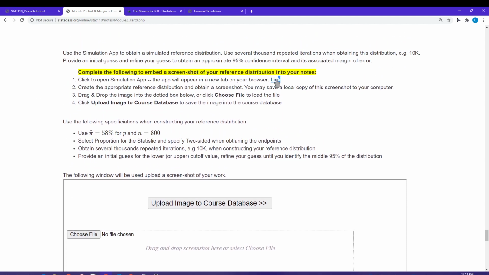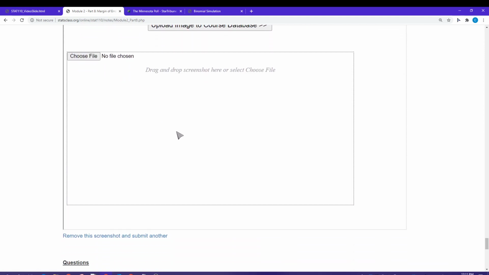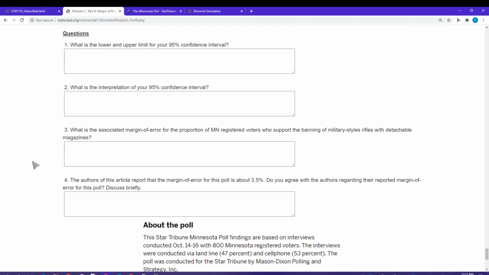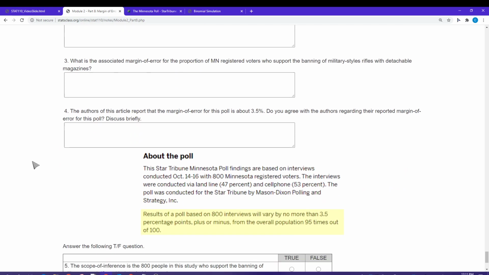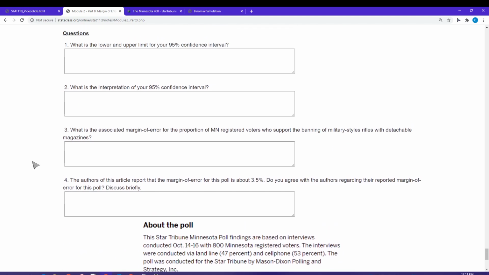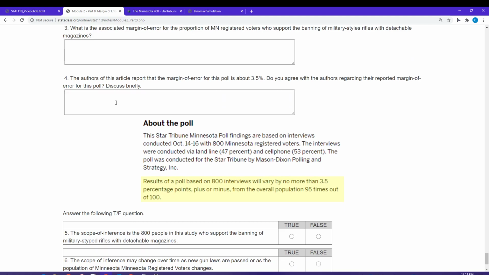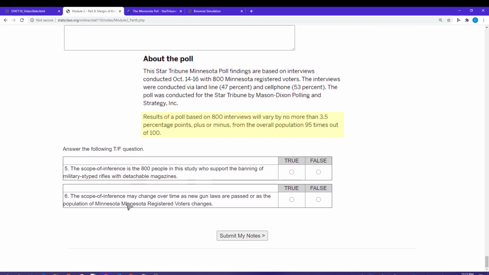The reference distribution link is right here. Go ahead and obtain a screenshot and upload that for your notes. And then you should be able to answer the questions that I have down below here. There are 4 questions. The margin of error that you obtain should be around 3.5%. At least that is what the poll indicated. And when I did this, I got something close to 3.5%. We have a couple true-false questions here at the bottom.